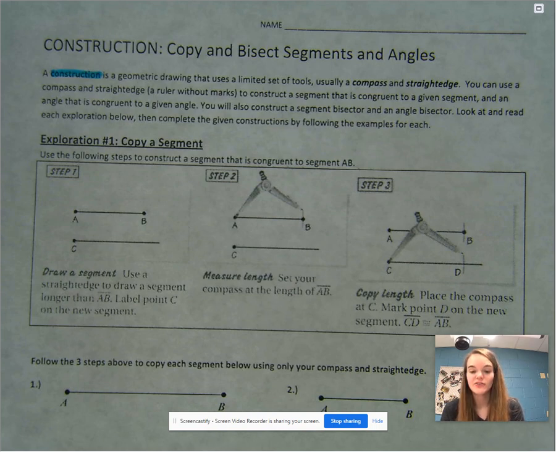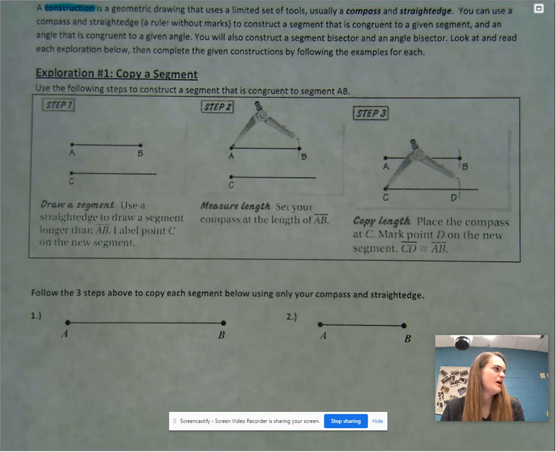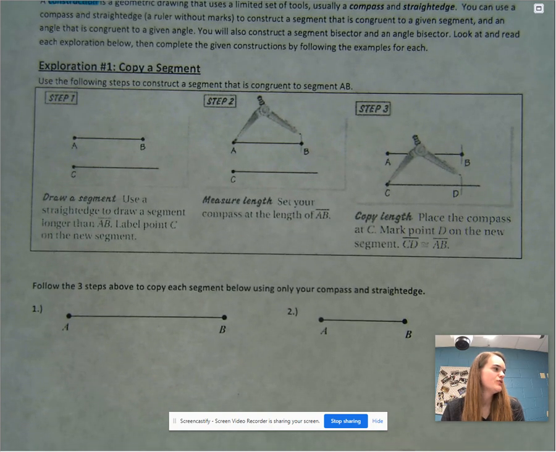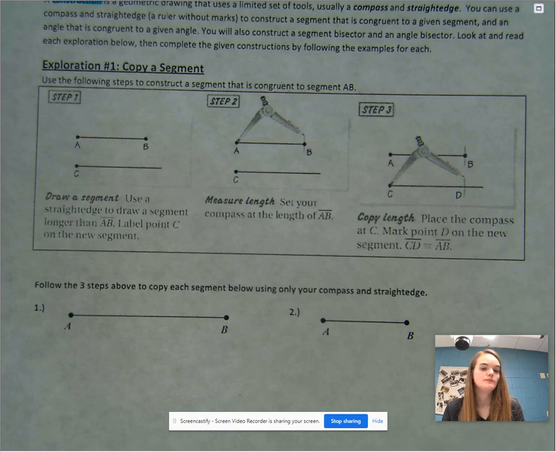If you were in class, I would tell you to stop, read what it says, and try example 1. So I want you to pause the video, read the steps, and try example 1.